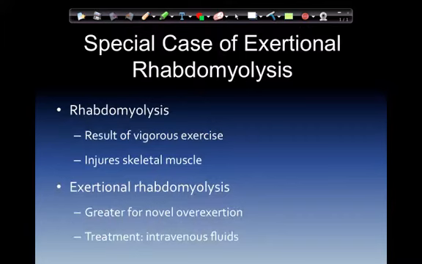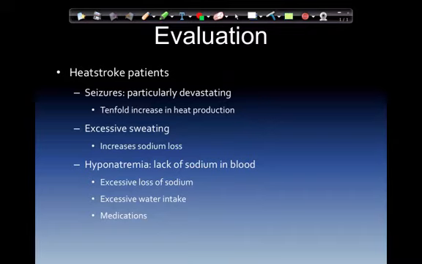A special case is exertional rhabdomyolysis. Rhabdomyolysis is pretty much a condition where the muscles break down, and it results from vigorous exercise that injures the skeletal muscle. Exertional rhabdomyolysis is greater with novel overexertion, and the treatment for this is going to be intravenous fluids. The breakdown of the muscle tissue can actually impede or hamper kidney function.